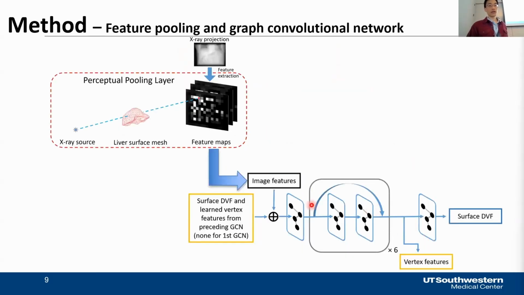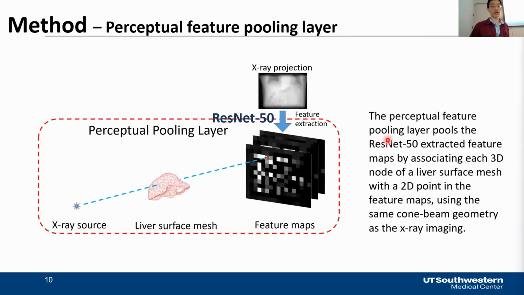Here I show you the relations between the perceptual feature pooling layer and the graph neural network. The upper left figure shows the perceptual feature pooling layer. The perceptual pooling is based on the position of the liver surface nodes. Then after the feature pooling, the pooled features will be fed to the graph convolutional network to predict the liver surface DVF. In the following, I will give more detail of the perceptual pooling and the convolution network.